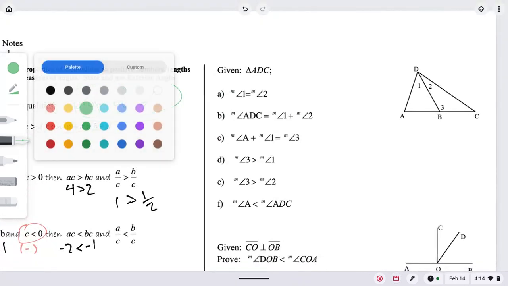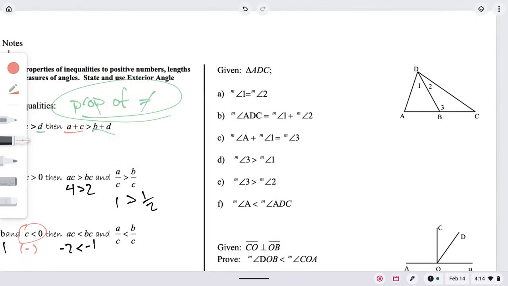So finally, the examples over here. Two different things that we'll do on our worksheet. The first one, for all of these, given this triangle situation over here, I'm supposed to say, do I know enough to say that 1 is equal to 2? Again, 1 could be equal to 2.